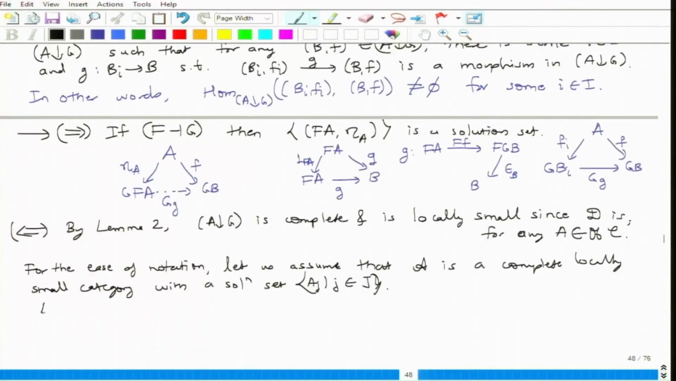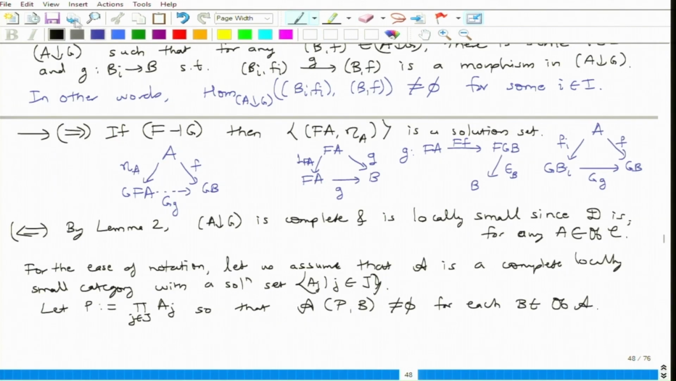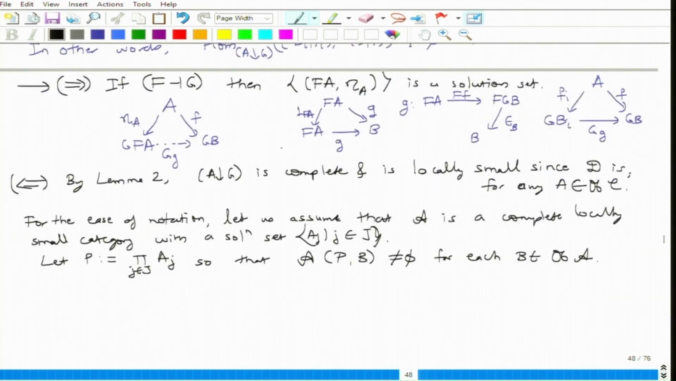Well, let's do that exactly. So let P be the product object, so that the hom set from P to B is non-empty for each B in objects of A. Okay, so this product is a weakly initial object. Yes, by the definition of a solution set.